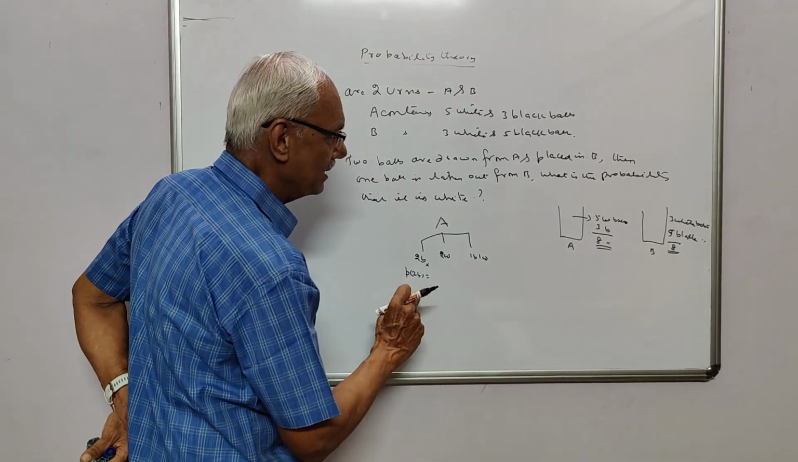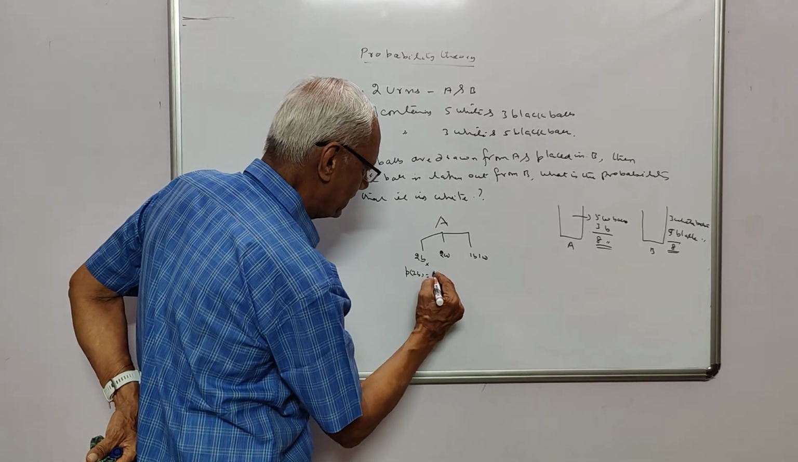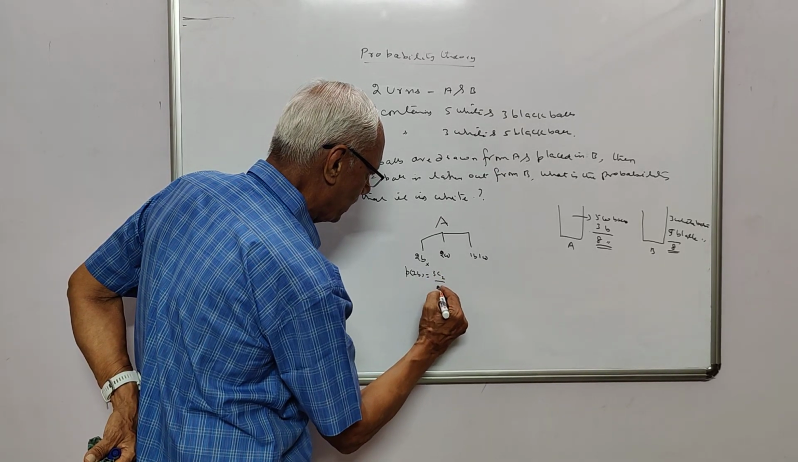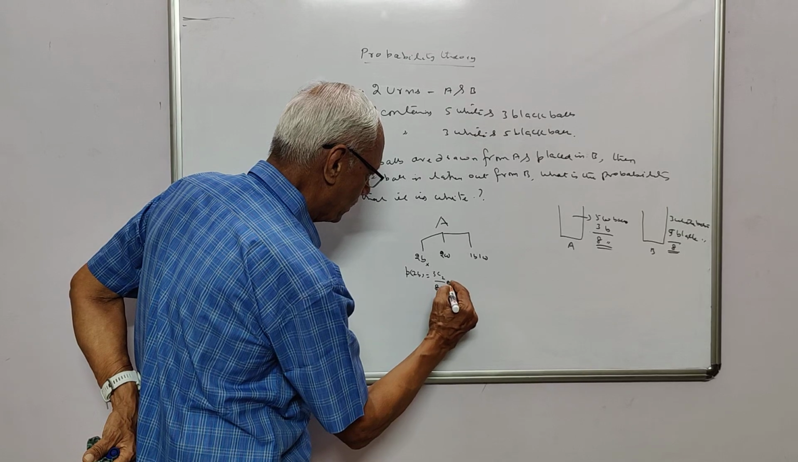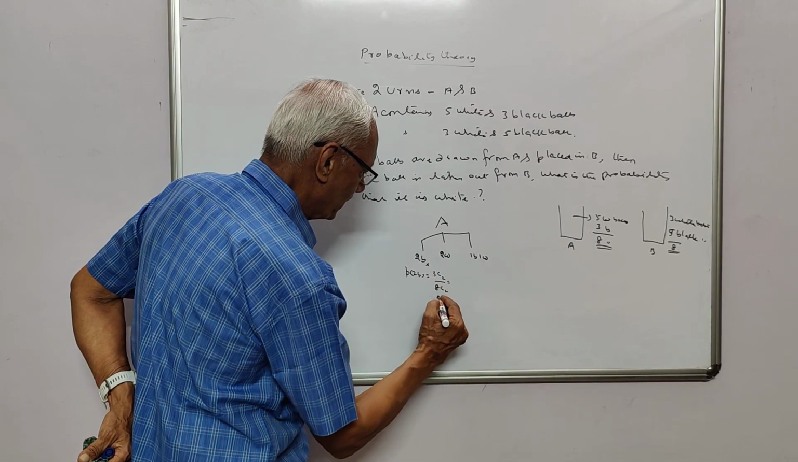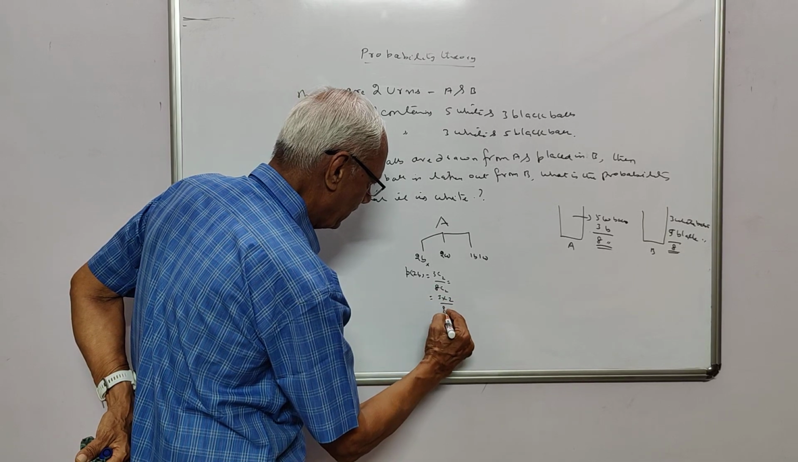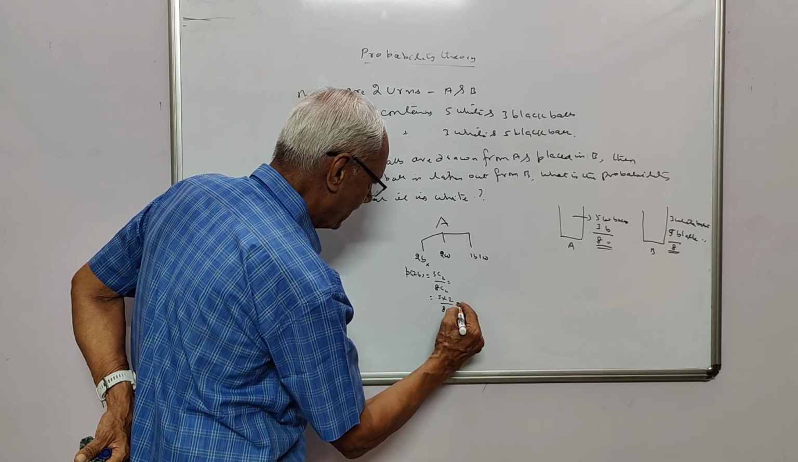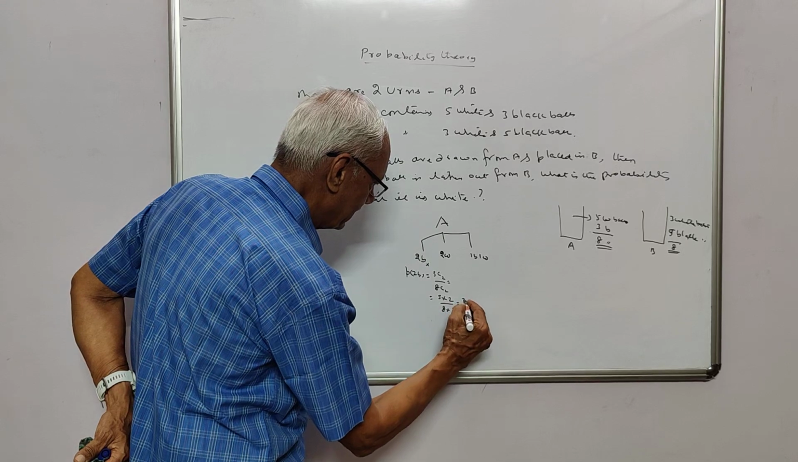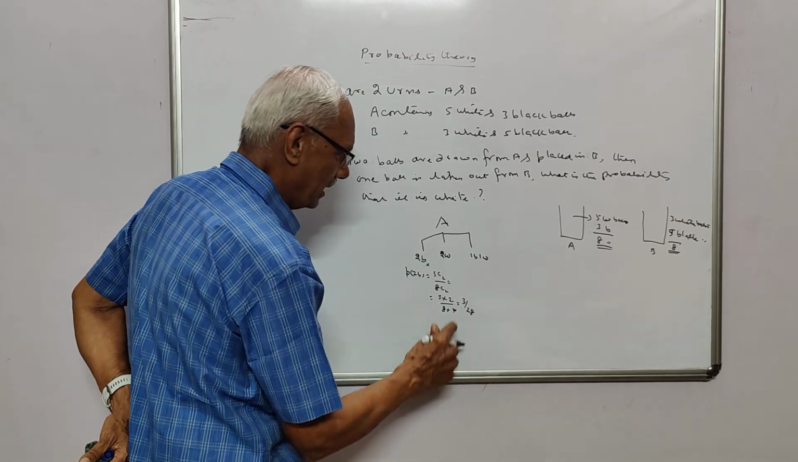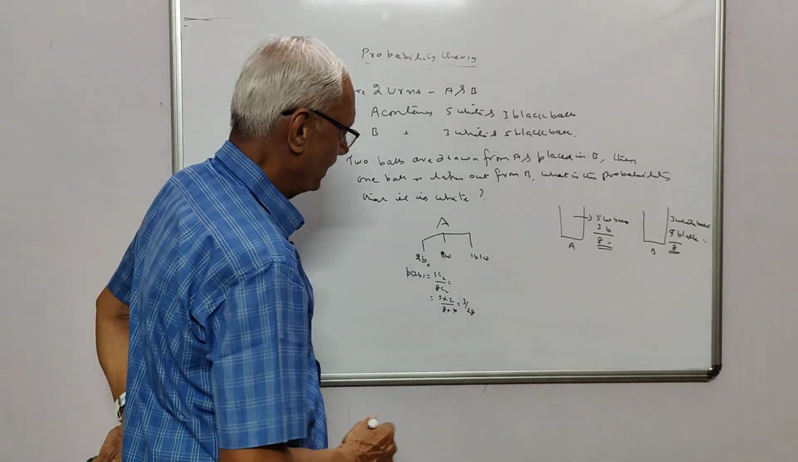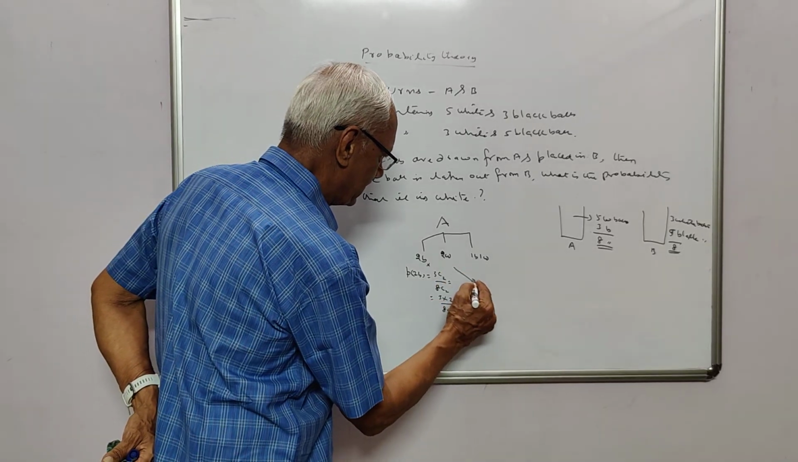So you see that you want 3 black balls, means it is 3C2 divided by 8C2. So this will be equal to 3 into 2 divided by 8 into 7, that is equal to 3 by 28. I will keep it as 3 by 28.